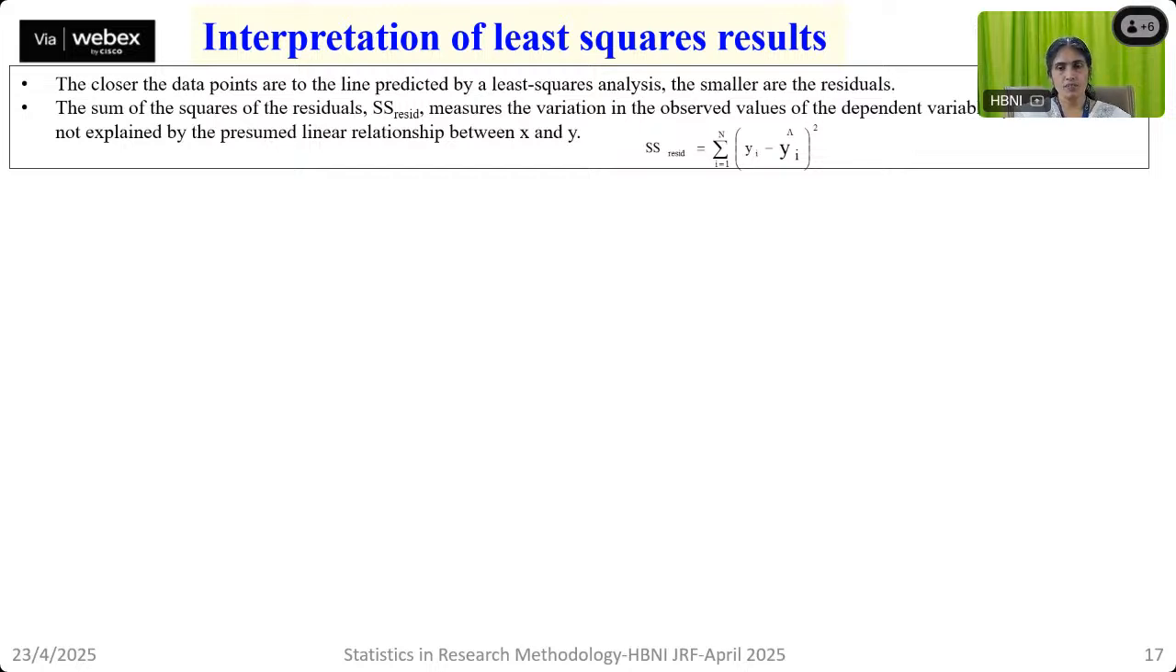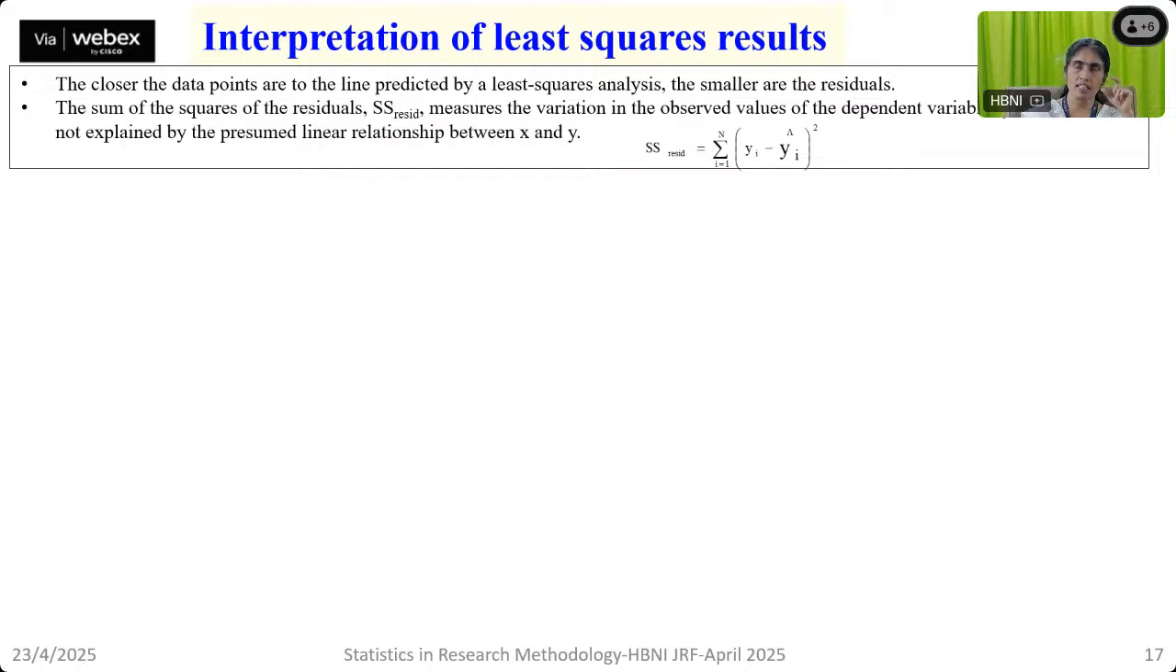And the least square results, how can you understand and express them to a third person? This interpretation goes like this. The closer the data points are to the line predicted by the least square analysis, the smaller the residuals will be. That is visibly seen by us in the previous slide. And the sum of the squares of the residuals measures the variation in the observed value of the dependent variable, which is sometimes not explained by the presumed linear relationship. That is nothing but the residual sum of the squares of the variation.